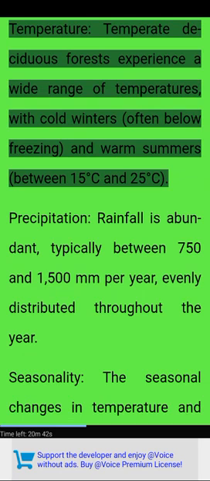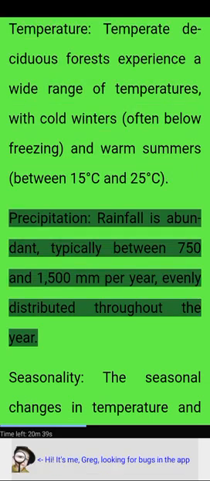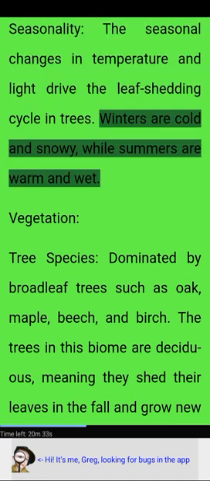Temperature: temperate deciduous forests experience a wide range of temperatures, with cold winters often below freezing and warm summers between 15 degrees Celsius and 25 degrees Celsius. Precipitation: rainfall is abundant, typically between 750 and 1,500 millimeters per year, evenly distributed throughout the year. Seasonality: the seasonal changes in temperature and light drive the leaf shedding cycle in trees. Winters are cold and snowy, while summers are warm and wet.